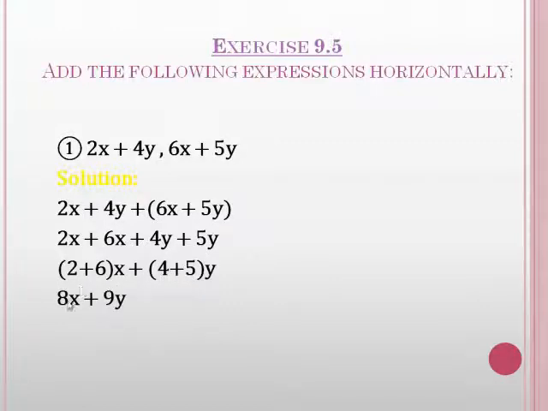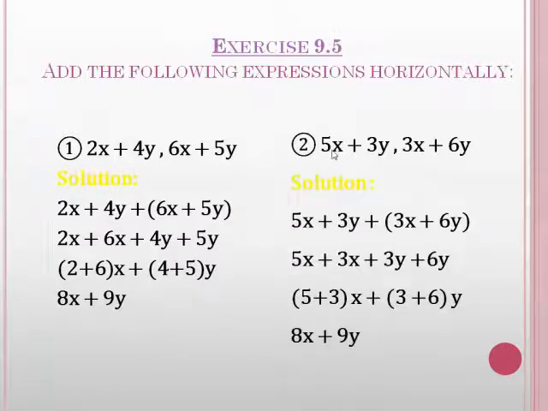Now we get the answer. 2 plus 6 means 8x, plus 4 plus 5, there is 9y. This is the final answer, 8x plus 9y. Both terms are unlike terms, so they do not add with each other. Now here's the second question from the same exercise. The question is 5x plus 3y as the first expression, and the second expression is 3x plus 6y. Now we add them. Here we start our solution.